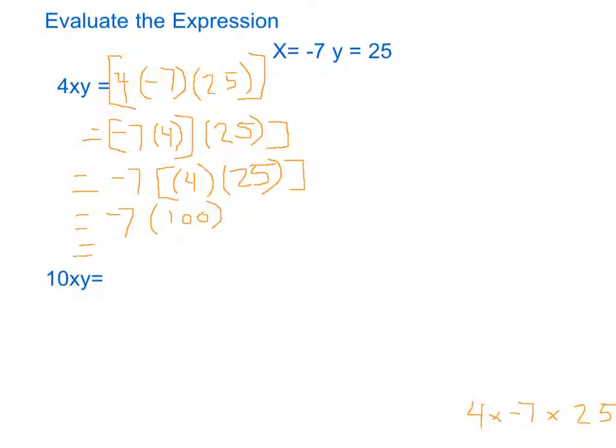That would give me an answer of, let's see, I've got a negative times a positive, so I know that will give me a negative. 7 times 100 is 700. Sorry, kind of ran out of space there.